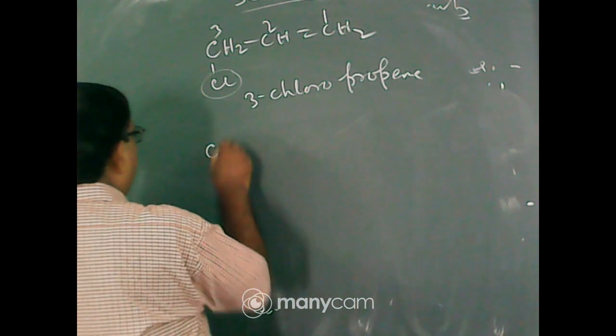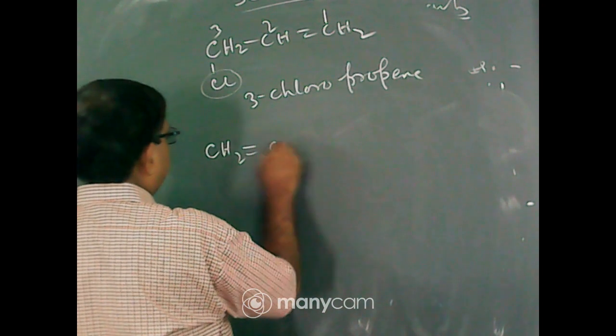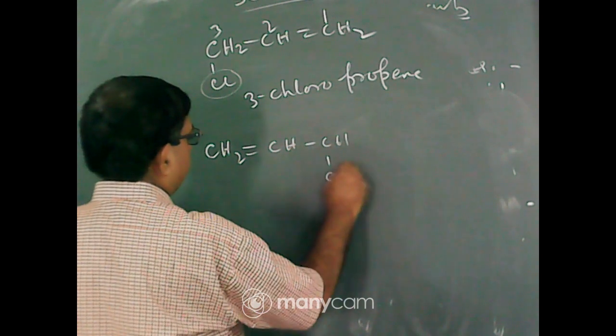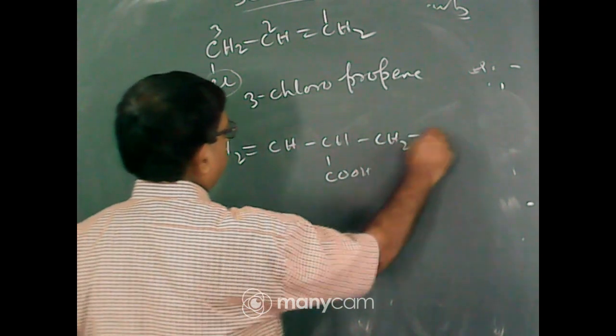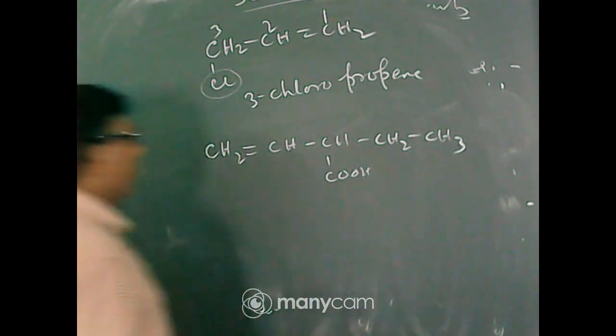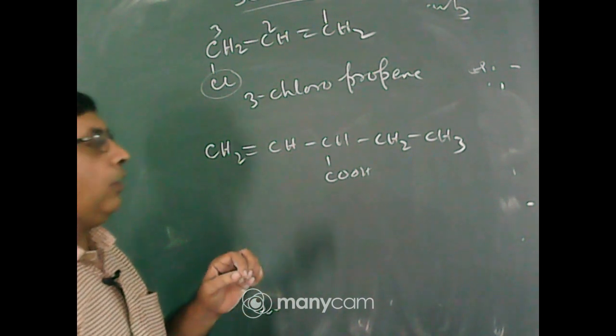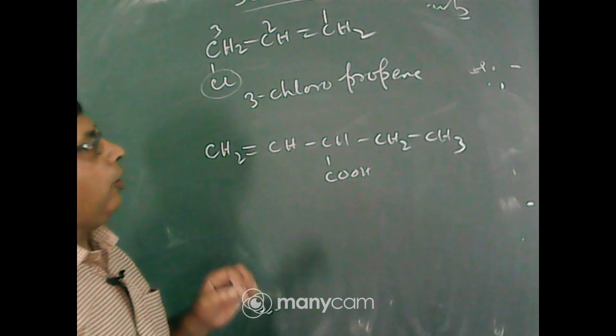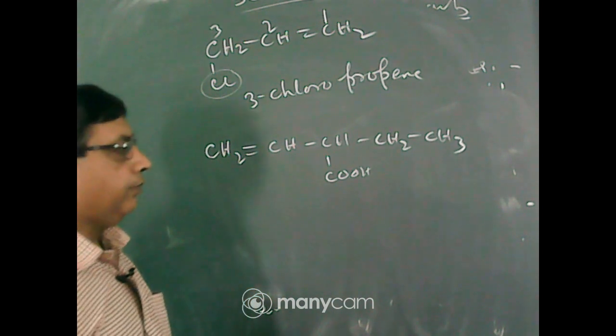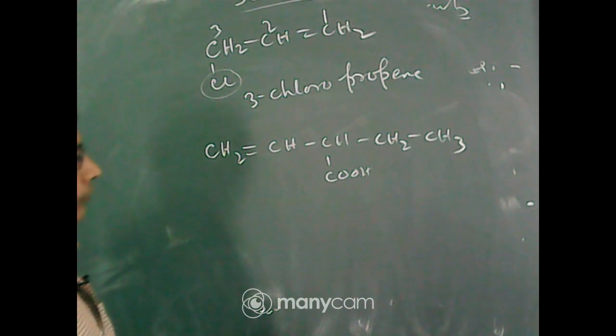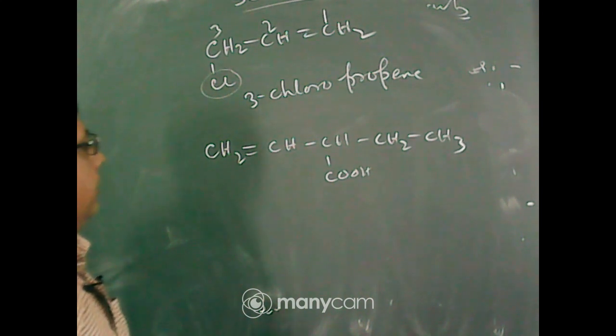What will be the name of this compound? First tell the number of carbon atoms present in the longest chain. Number of carbon atoms present in the longest chain. Pentanoic acid, wrong.